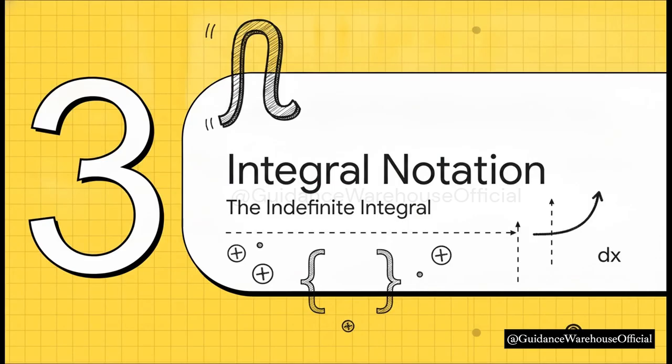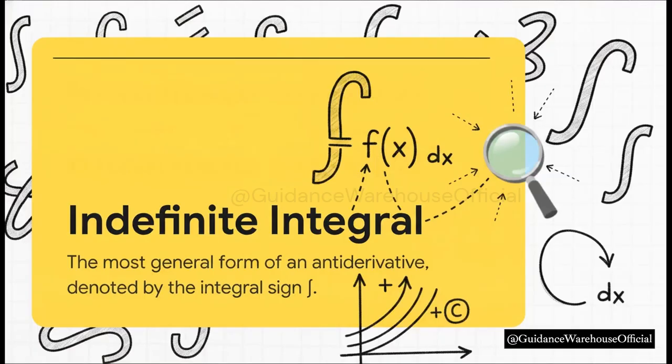Section 3. Indefinite integral notation. Let's transition from that intuitive idea to the formal mathematical notation we use to actually write this out on paper. This is the indefinite integral. That beautiful elongated s is the integral sign. The function inside, lowercase f of x, is called the integrand. And that little dx at the end, do not ignore it, it's incredibly important. It tells us our variable of integration.